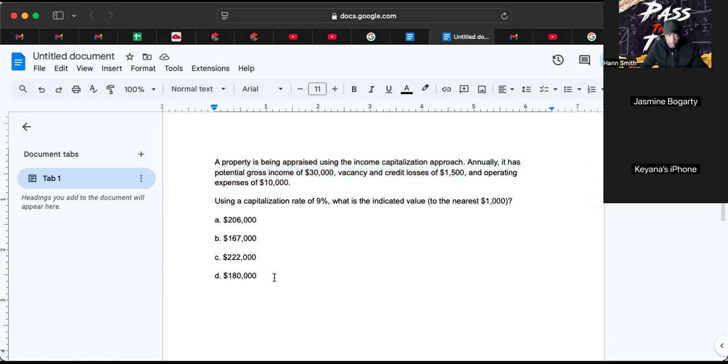Here's a rule for using the income capitalization approach. Rule number one, you only use the capitalization rate on the net operating income.